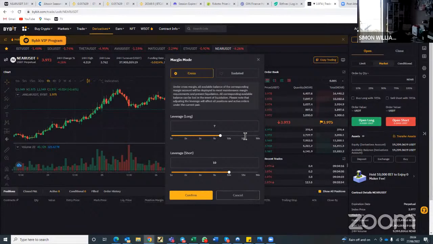So notice that's the long box. I've got the wrong one. So you've got to keep your eyes on what you're doing here. So 7x short, 7x long. This is across an isolated box.